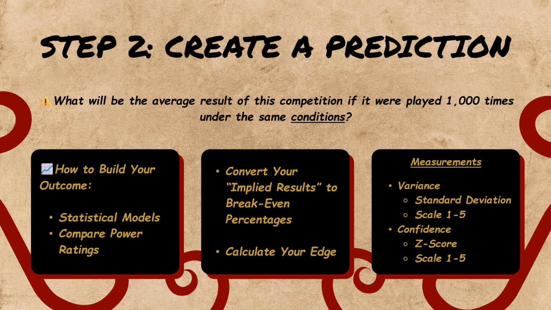Now, one of the most important things here is measuring variance and confidence. For my technical handicappers, they're going to use things like standard deviation to gauge the spread of results, and then they're going to use z-score to measure how well their model performs in similar scenarios. For my fundamental handicappers, they can just use a scale from 1 to 5 on how they feel on each of these. So with variance, is this a matchup that doesn't have many different outcomes, or is it a situation where there's a dozen different ways that this game could end? That's variance. For confidence, it's simple. How confident are you in your forecasted result?